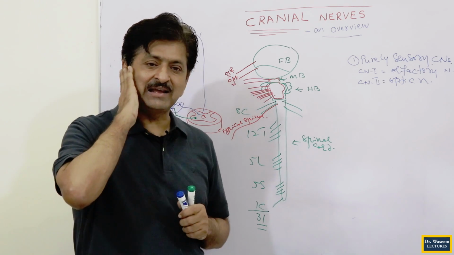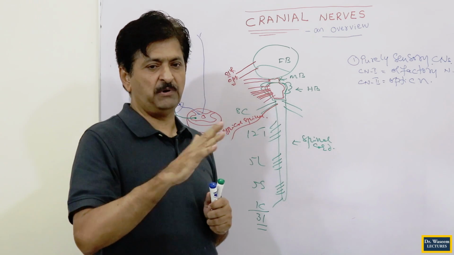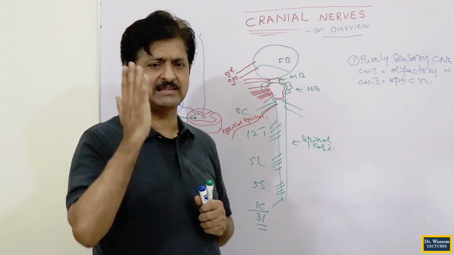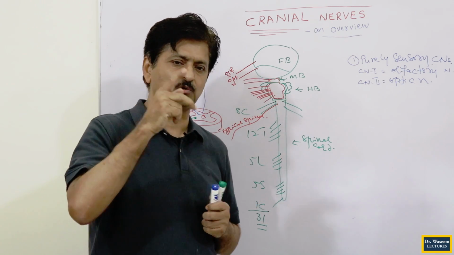And when you bring here the hearing and the vestibular action, then another nerve is required here. These are the two components. One is called the cochlear, another called the vestibular. That's why this nerve is called the vestibulocochlear nerve.